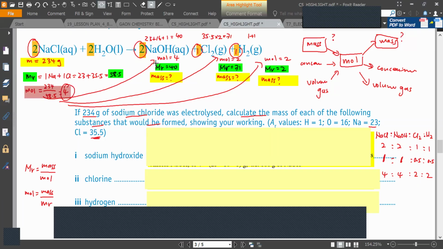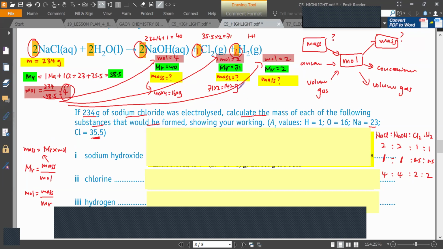So this is 4, this is 4, this is 2, this is 2. Finally, to find the mass, mass equals MR multiplied by mole. So this one will be 40 multiplied by 4, which is 160 grams. And then this one will be 71 multiplied by 2, which is 142.